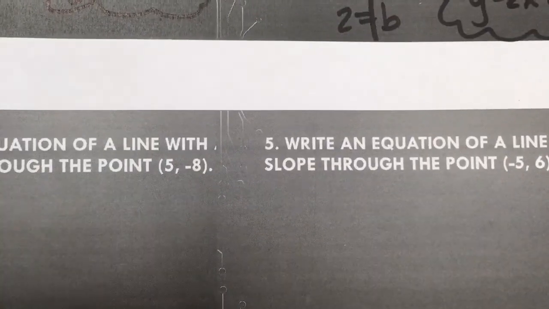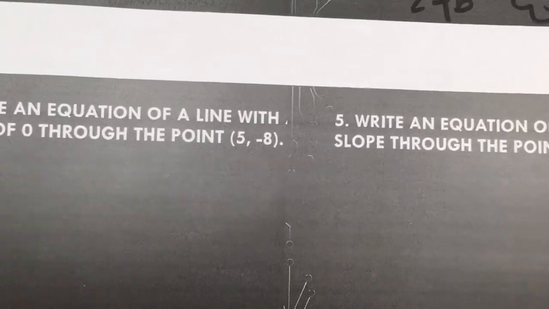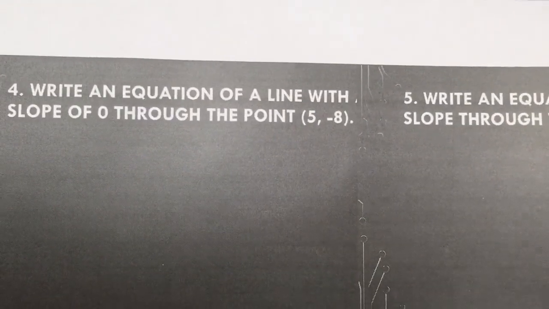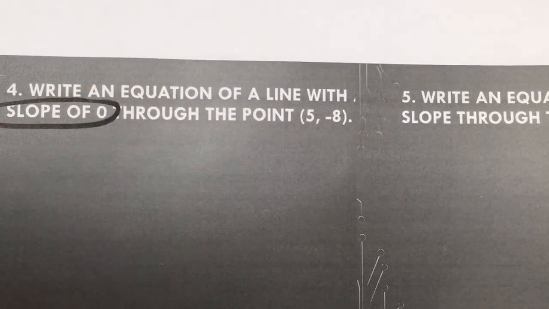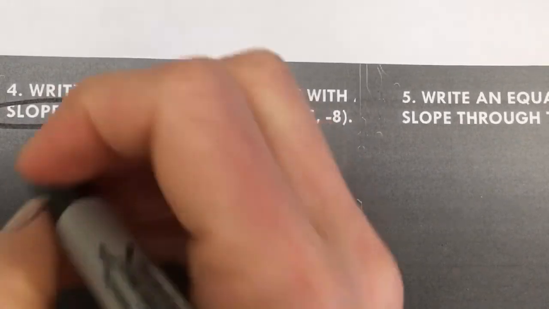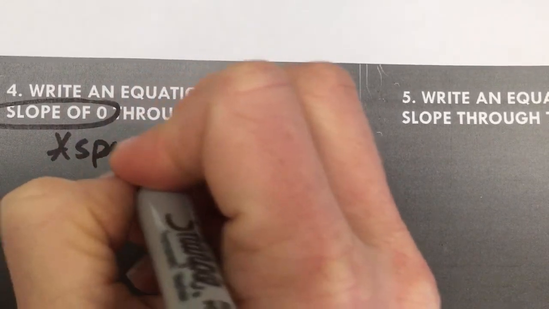Number 4, write the equation of a line with a slope of 0 through the point 5, -8. A slope of 0, bells should be going off in your head. Slope of 0, that's one of our special cases.